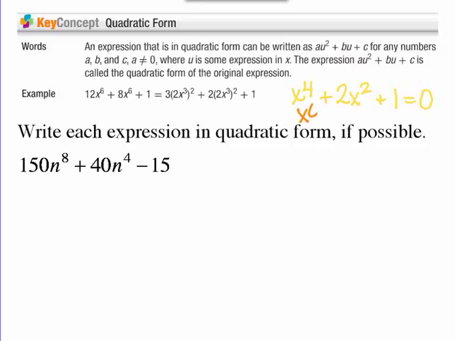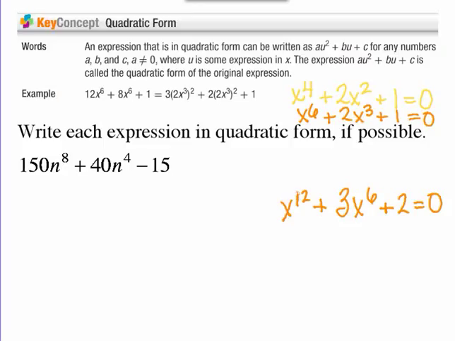Notice you have an x to the 4th and an x squared. Here would be another one, x to the 6th plus 2x cubed plus 1 equals 0. Basically, this is the way to tell. Whatever term is in the middle, the highest power has to be double that term. So real quick, if I had a 3x to the 6th in the middle, what would have to be my leading term here? X to the 12th.